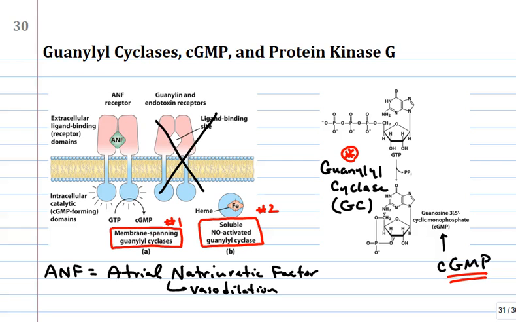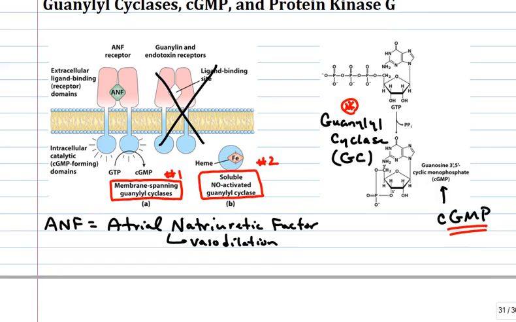So let's talk a little bit about what cyclic GMP does. And then as a follow-up, we're going to talk more about protein kinase G. So just to recap on this page, there's membrane spanning guanylyl cyclases. The ANF receptor is one. The other are just soluble nitric oxide activated guanylyl cyclases.